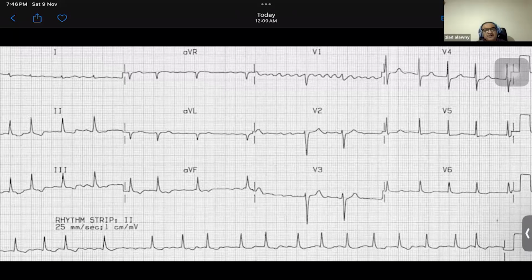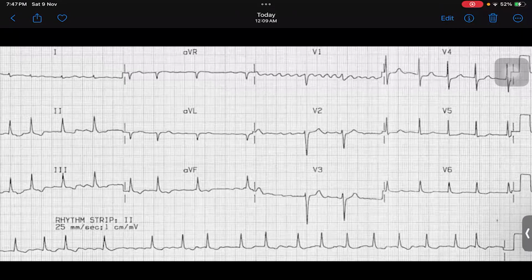If hemodynamically stable or unstable: if unstable, we can give him synchronized cardioversion. If stable, we can give him medical therapy. Okay. So what are the medical therapies that we have? Do we do rate control or rhythm control? Beta blockers we can give.